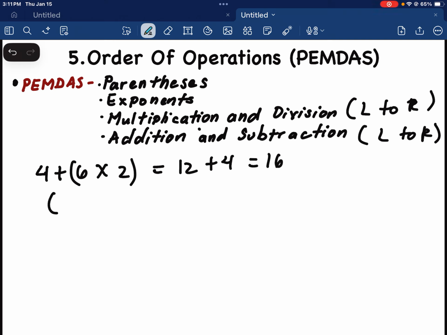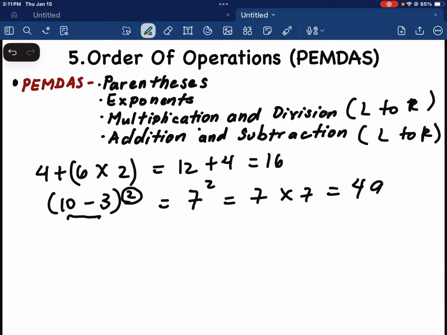And this one is 10 minus 3 to the power of 2. Now, as you can see here, if we go back to the order of operations, it says we have to do parentheses before exponents. So we have to solve whatever inside the parentheses first, and then we're solving the exponents after. So that will be 10 minus 3 is 7, and then raised to the power of 2. So that would be 7 times 7 equals to 49.